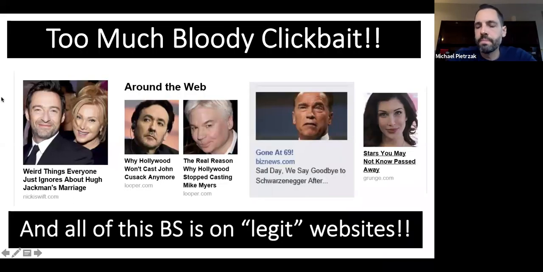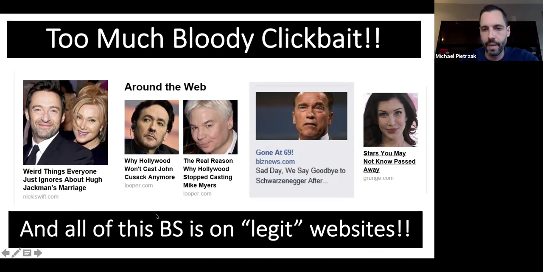Clickbait, what's that? Well, it's a headline that performs really well on the internet. So look: "Weird things everyone just ignores about Hugh Jackman's marriage." Okay, he's still a very popular actor. A lot of people might click on that to find out what's going on. "Why Hollywood won't cast John Cusack." "Sad day, we say goodbye to Schwarzenegger after..." What does that suggest? It suggests he died, right? Last I checked, he's still alive, right?